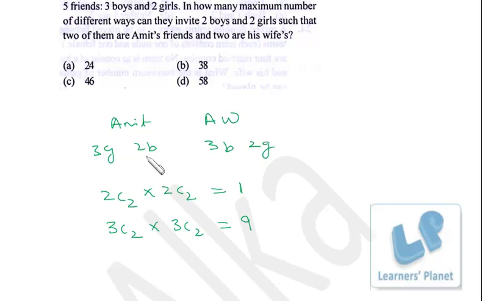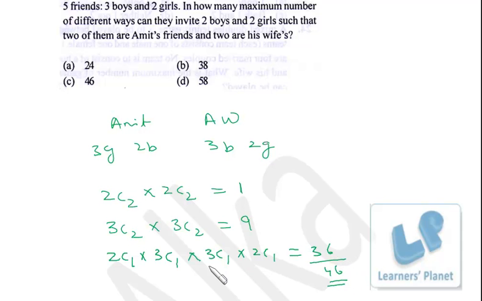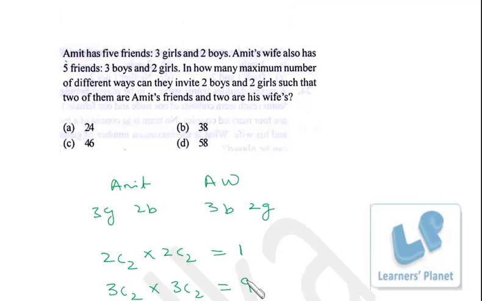1 boy and girl from here and 1 boy and girl from here. So 1 boy, 1 girl, 1 boy and 1 girl. So in all 2 3s are 6, 6 6s are 36. So in all 36 and 10, 46 ways will be there when we are inviting 2 boys and 2 girls, and 2 of them are Amit's friend and 2 of them are his wife's friend. I hope you are clear.